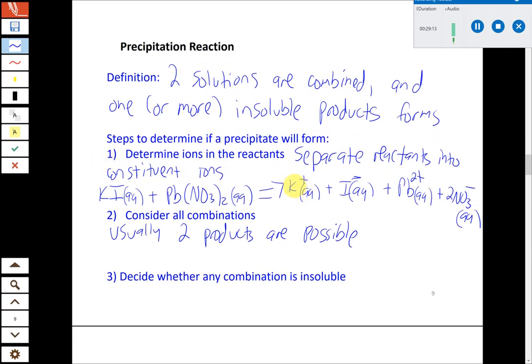So what we get here is K+ with NO3−, which makes potassium nitrate, KNO3, as one product. And then Pb2+ with I−, the correct formula for that would be PbI2, because it's a 2+ cation with two 1− anions. So these are the two products that we get. And then to identify, is this a precipitation reaction, and if so, which one of these two products precipitates? To determine that, we have to use what are called solubility rules.